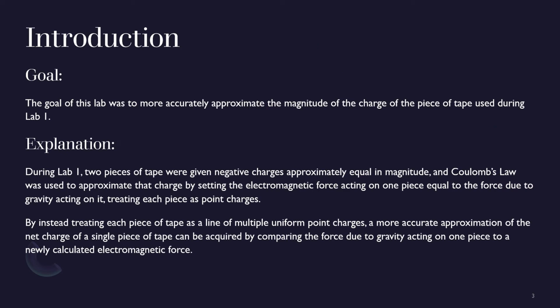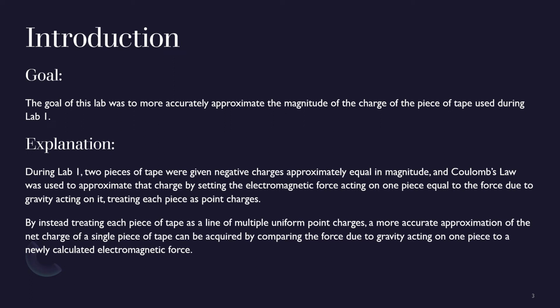The goal of this lab was to more accurately approximate the magnitude of the charge of the piece of floating tape used in Lab 1. During Lab 1, 2 pieces of tape were given negative charges approximately equal in magnitude, and Coulomb's law was used to approximate that charge by setting the electromagnetic force acting on one piece of tape equal to the force due to gravity acting on it, treating each piece as point charges.